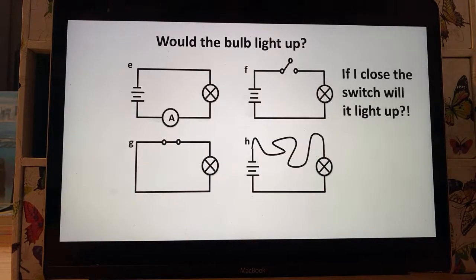All right, next one. E, F, G, and H. So E is a battery and ammeter to measure current and a bulb. F is a battery, an open switch and a bulb, but I've said if I close the switch, will it light up? You've got to be very careful there. G is a bulb and a closed switch, and H is a battery, a bulb, and just a wire, but a really, really, really wiggly wire.